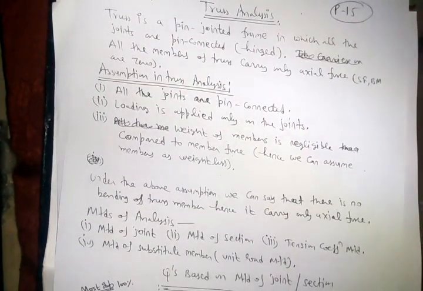Under the above assumptions, we can say that there is no bending of the truss member, hence the truss member will carry only axial force; shear force and bending moment in the truss member will be 0, right? How to analyze the trusses? Methods of analysis are method of joints, method of section, method of tension coefficient, and method of substitute member. We will study all the 4 methods, right? So the first method is method of joints or method of section.